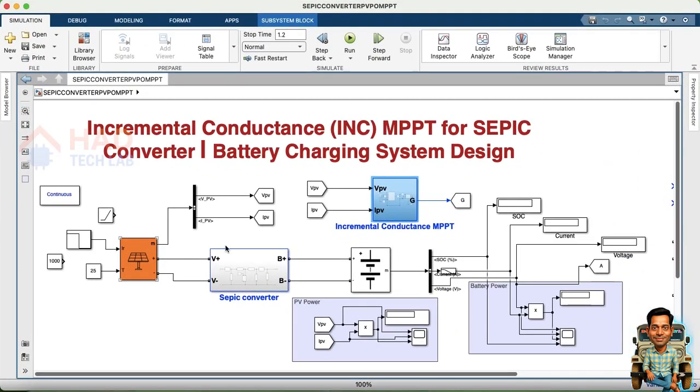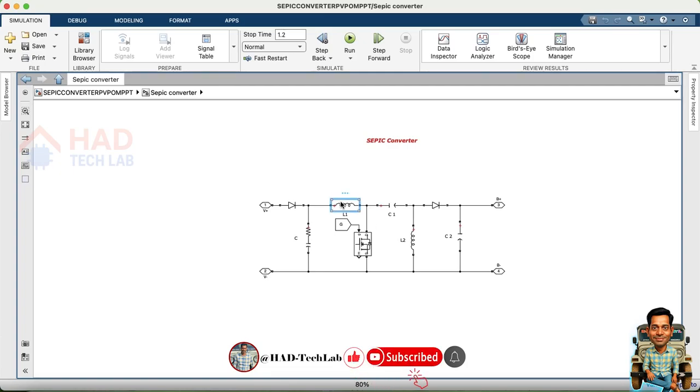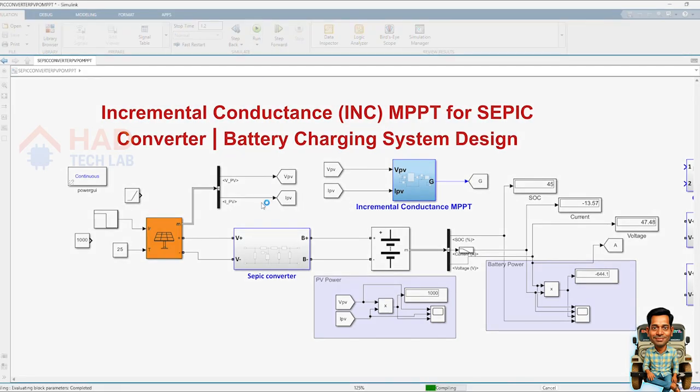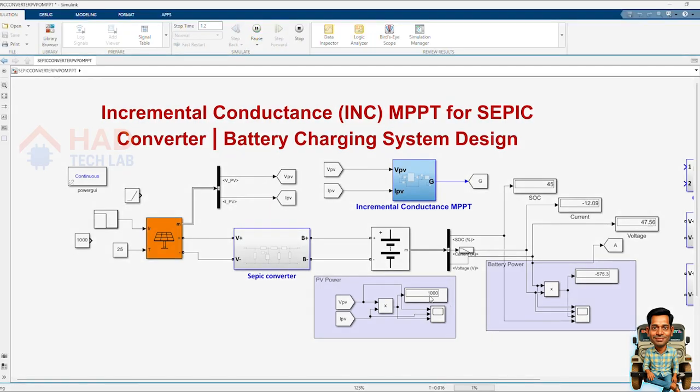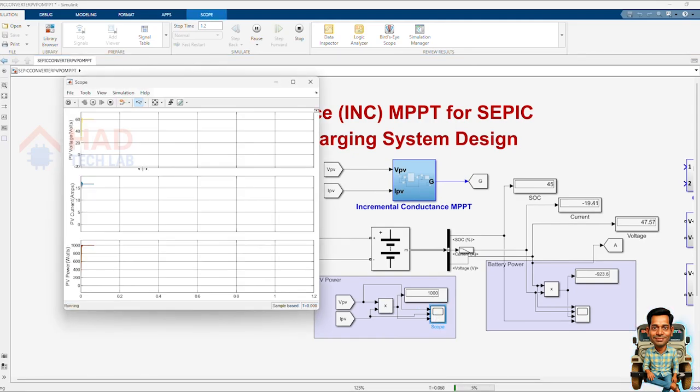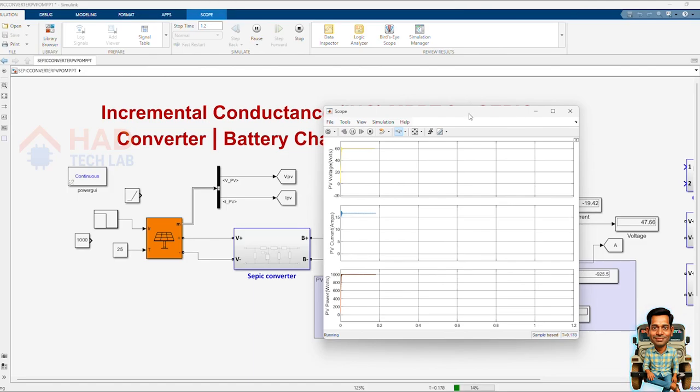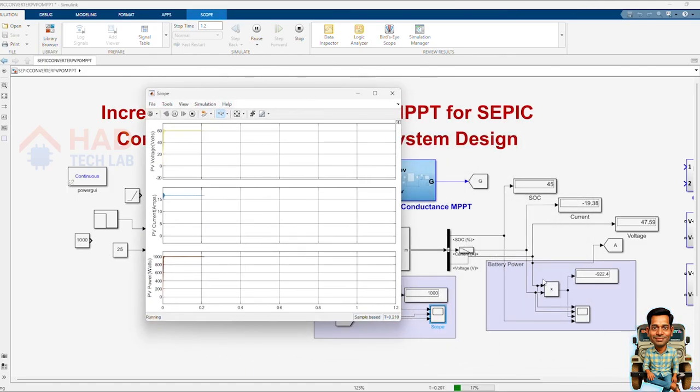Based on the input and output, we design the SEPIC converter. From the workspace, all the values are updated in the model: L1, L2, C1, C2. Let us simulate the model. You can observe that the maximum power of the PV panel is reached at a very early stage due to the INC MPPT algorithm, and the corresponding gate pulses are generated for the SEPIC converter. The maximum power delivered to the battery is approximately 925 watts.